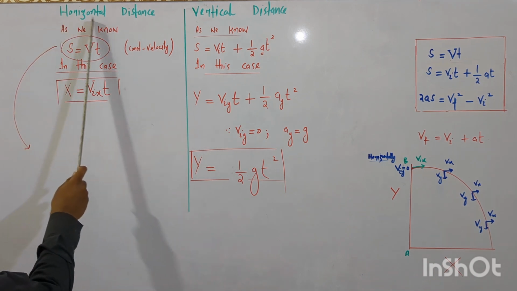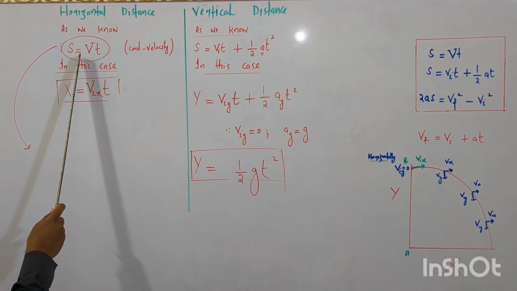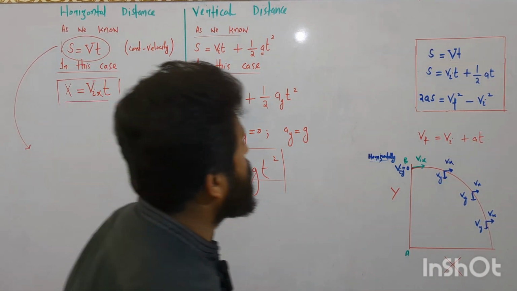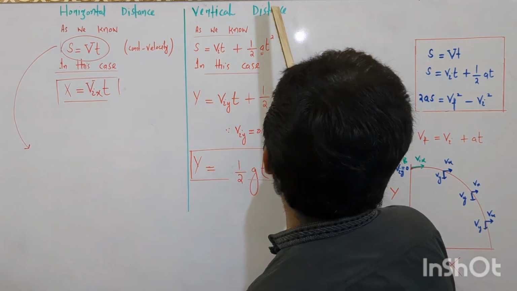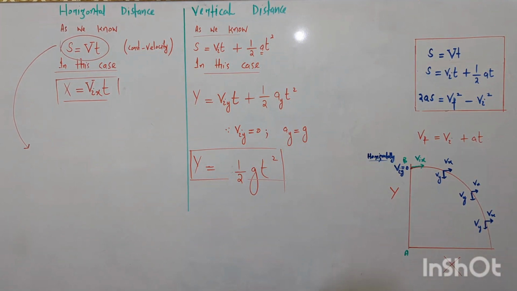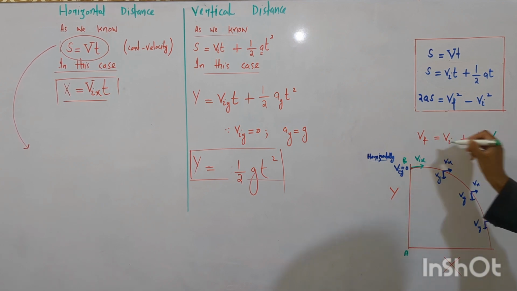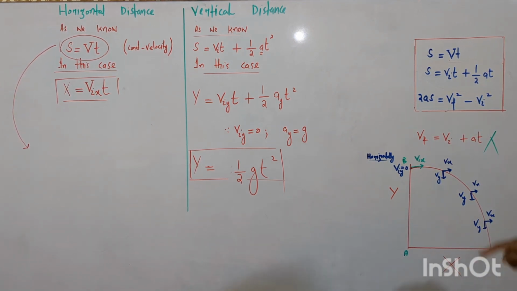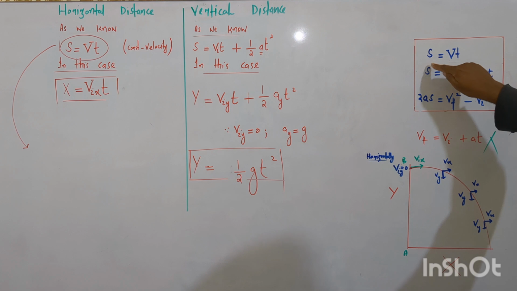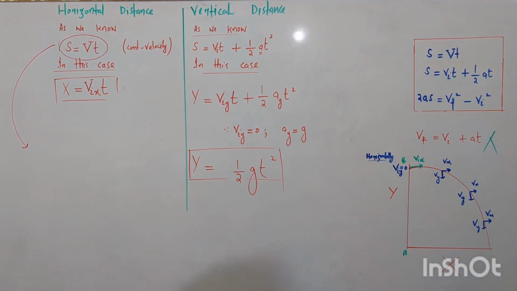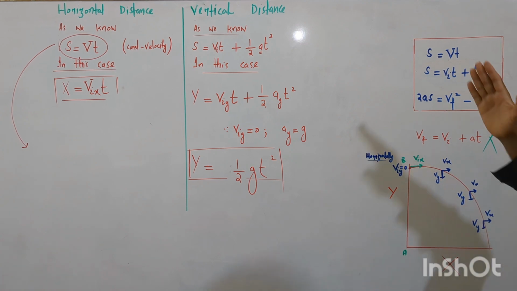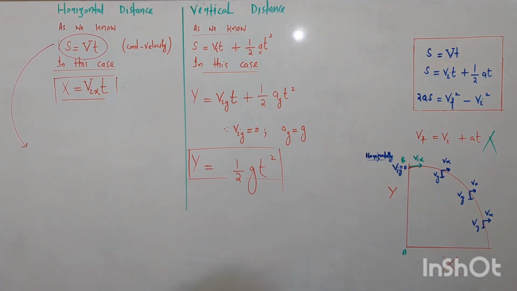For horizontal distance, we will apply the formula S equals Vt. Now come here. These are the equations of motion. We have to calculate distance, so we can never use this equation because it has no distance. This equation also has a distance. These three have distances. So which equation do we apply for the derivation of horizontal as well as vertical distance?